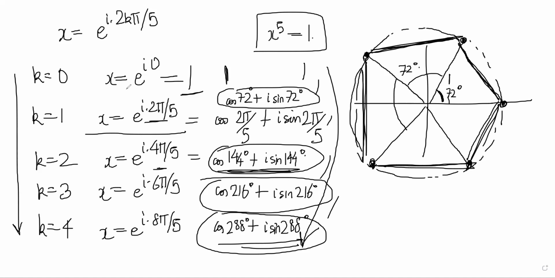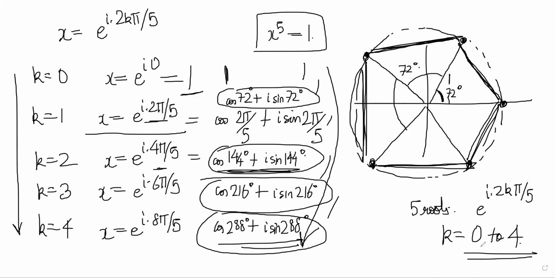And anyway, the radius of the circle is 1, so these distances are 1. So these are all congruent triangles which make up this pentagon. Is everyone understanding? So we get 5 roots, and the roots are coming out to be e power i 2k pi by 5, where k is going from 0 to 4, right?